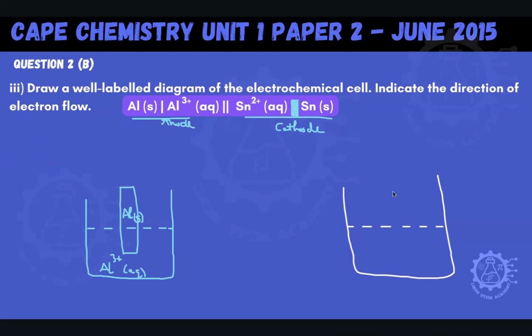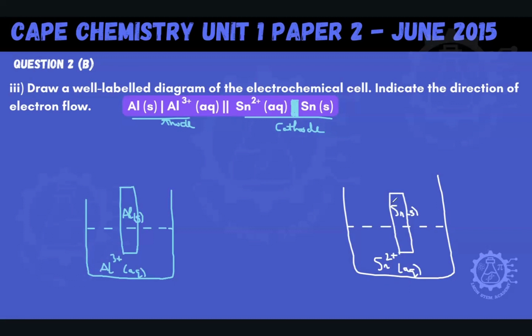A similar thing is happening at my cathode, except my cathode is going to be made up of tin, a metal sheet of tin, right? So that's Sn solid. And that metal sheet of tin is going to be placed into an aqueous solution containing tin ions, okay? So that's that connection there. And so that's where that equilibrium gets set up for the tin.